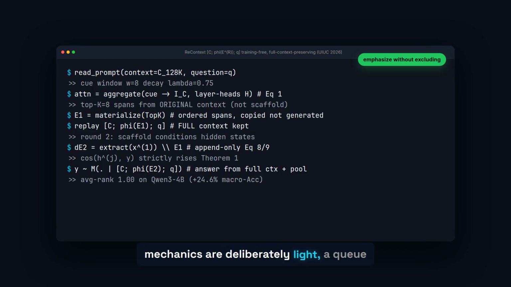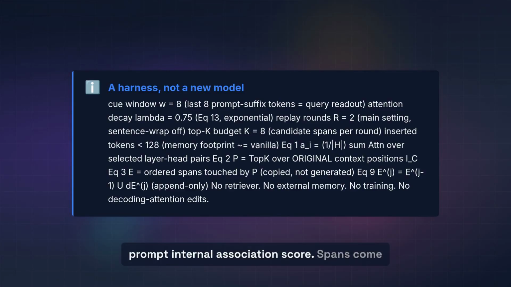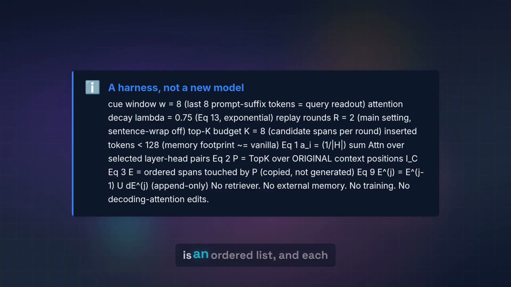The mechanics are deliberately light. A Q window of 8 tokens reads out the question. Attention over a selected set of layer-head pairs becomes a prompt internal association score. Spans come only from the original context, never from the replayed scaffold. The pool is an ordered list, and each round appends only spans not already there.